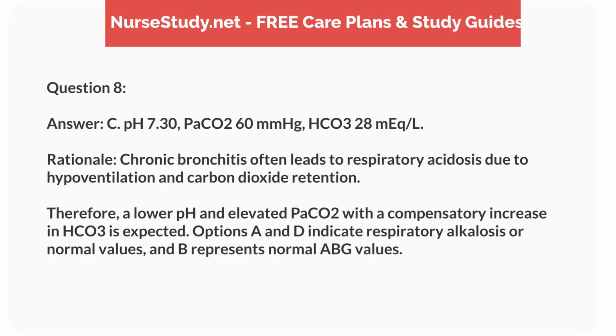Rationale: chronic bronchitis often leads to respiratory acidosis due to hypoventilation and carbon dioxide retention. Therefore, a lower pH and elevated PaCO2 with a compensatory increase in HCO3 is expected. Options A and D indicate respiratory alkalosis or normal values, and B represents normal ABG values.